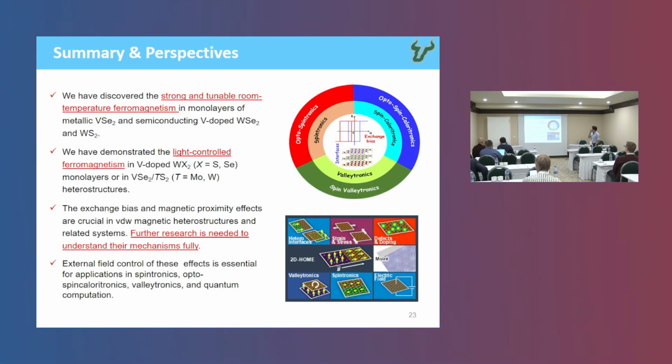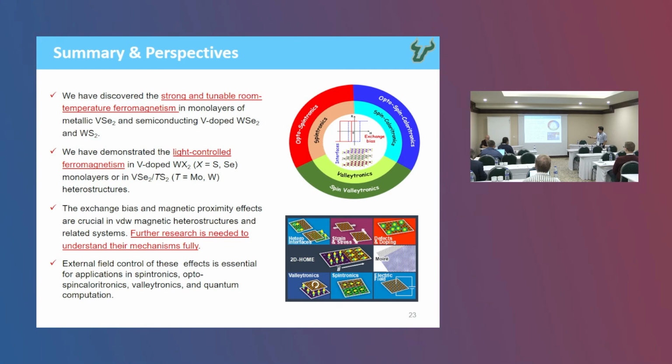So this comes to a summary. Here we show that very interesting, strongly tunable room temperature magnetism can be achieved in the metallic VSe2 monolayer, and also in a new class of 2D dilute magnetic semiconductors based on magnetically doped TMD monolayers. We show that we can manipulate the magnetic properties using optical means, and we discussed two important effects here: the exchange bias and also the magnetic proximity effect.